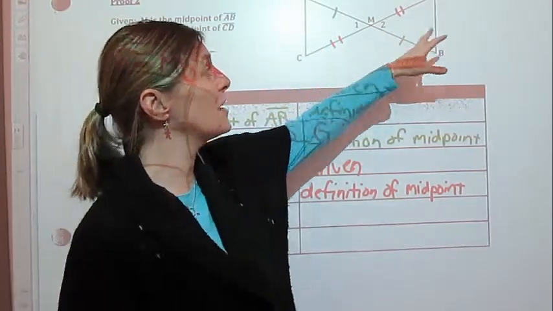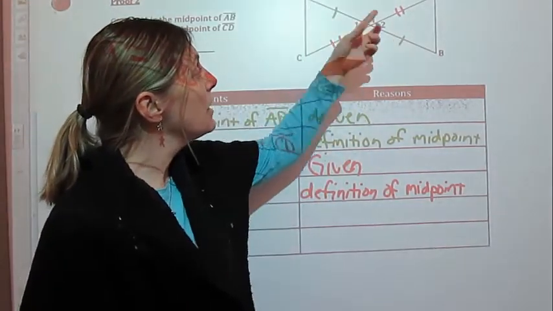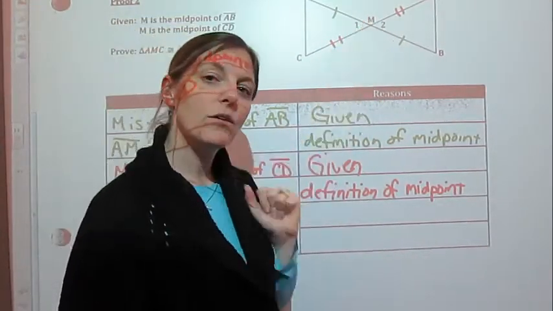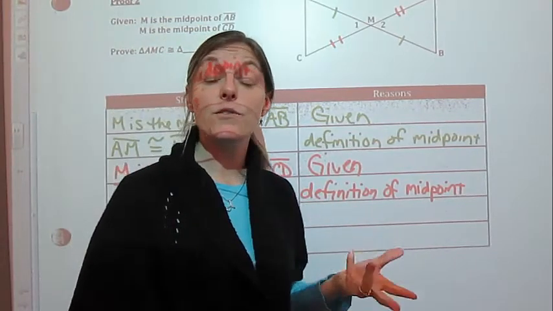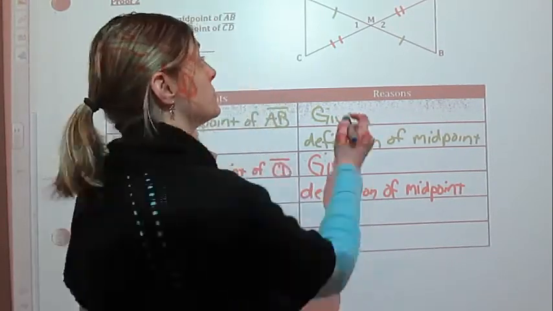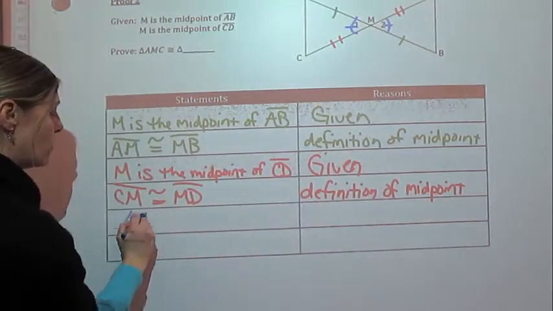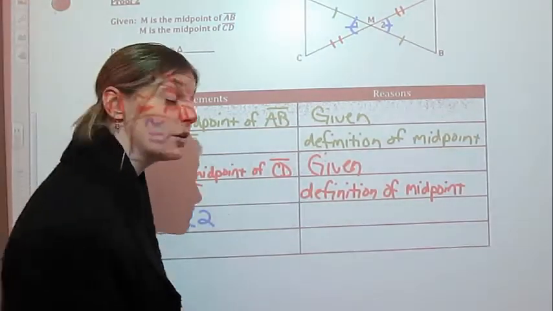Well, we don't know anything about these sides, right? We don't know anything about these angles or any of that. But what do we know about angles 1 and 2? Yeah, we know that those are congruent because they're vertical angles. So we know that angle 1 is congruent to angle 2 because, again, they're vertical angles.